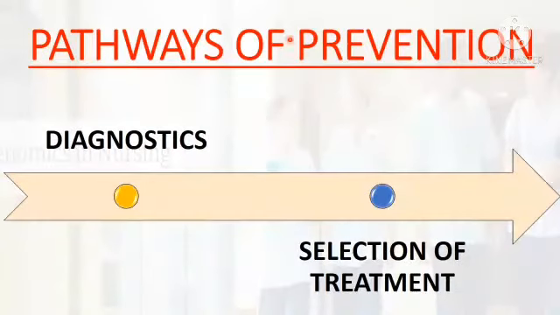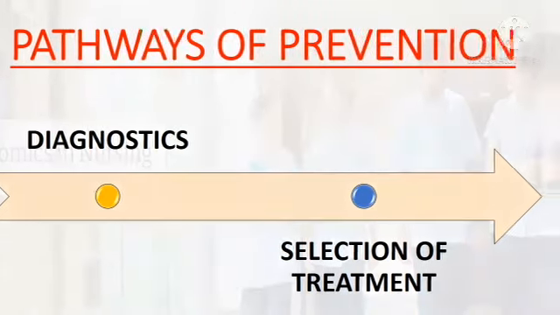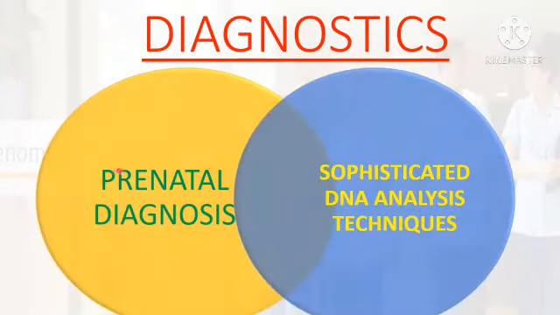The next domain is pathways of prevention, under which we have two headings: diagnostics and selection of treatment. Diagnostics: you can go for prenatal diagnosis, or you can go for sophisticated DNA analysis techniques. Before the birth of the child, you can ask the parents to go for prenatal diagnosis. After the birth of the child, to diagnose any genetic condition, you can ask them to go for sophisticated DNA analysis techniques.